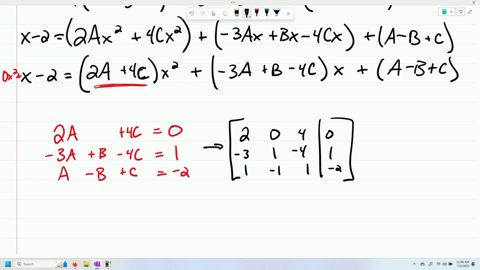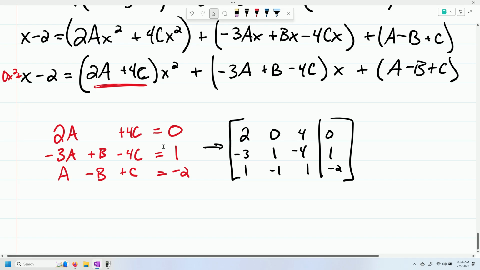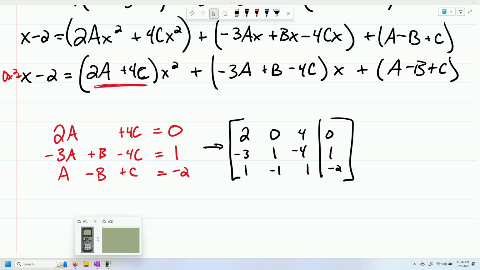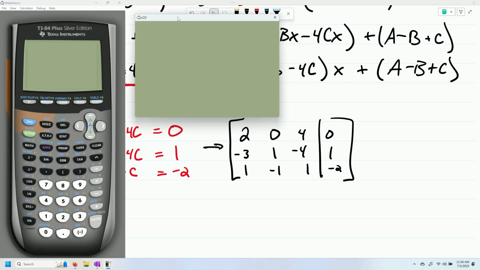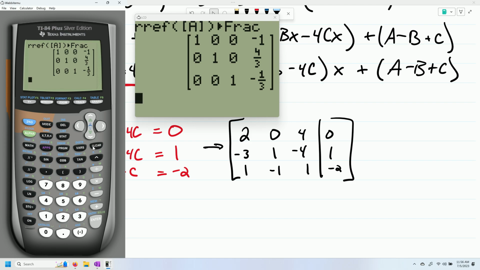And I'm just going to go ahead, back into my calculator, type all this in, and then we're going to row reduce echelon form to get each one of these letters, A, B, and C respectively. So let's get the calculator out. I'm going to try to move this up here so I can still see everything. All right. This time, I'm going to speed up a little bit.